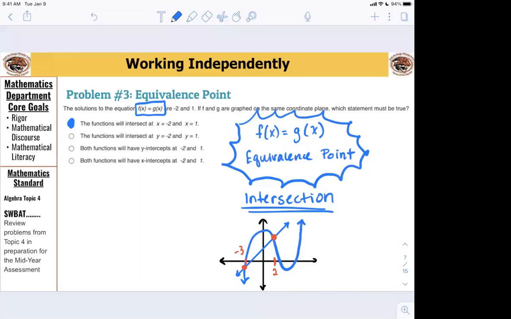I believe D. Yeah, D is trying to trick you because D has that word x-intercepts. But we know that x-intercepts are something different. X-intercepts are where you touch the x-axis. So like these points right here are x-intercepts. That's not what it's asking about. It's asking about the x value of the intersection. 2 different things. Do I have questions on how to differentiate between those 2 things?